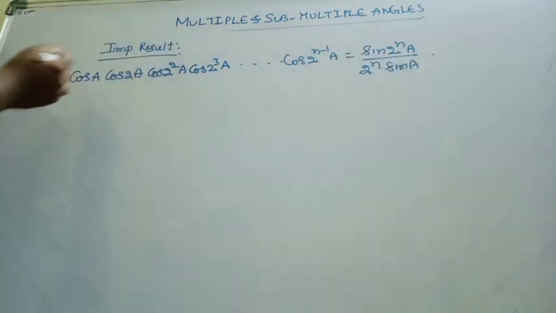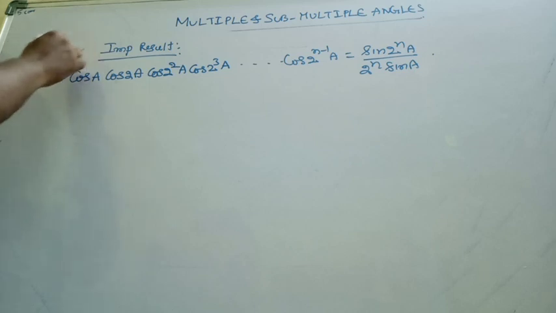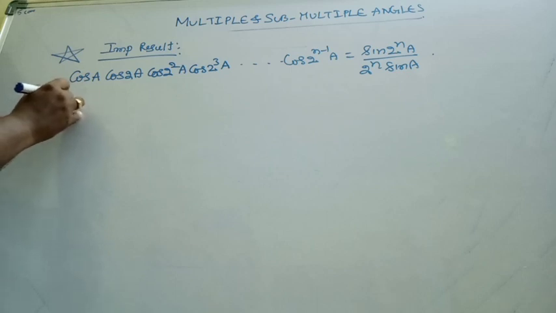This is a star marked result. Star marked result means a very important result, right? You are going to use this in many areas. It is very important, and you are going to get this in competitive exams. Let us see the proof part of it, how we are going to do this.